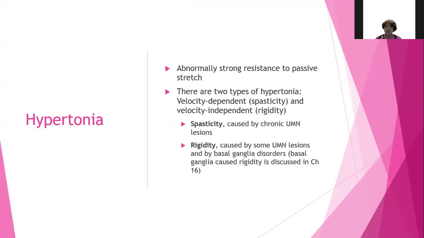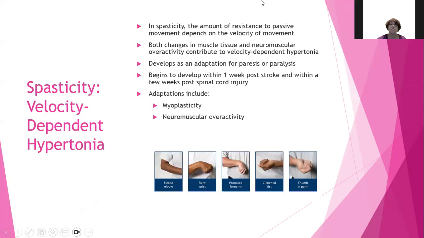Hypertonia is spasticity or rigidity, abnormally strong resistance to passive stretch. Spasticity is usually caused by chronic upper motor neuron lesions, CVA, MS, CP. Rigidity is caused by some upper motor neuron lesions, but also by basal ganglia disorders, and we'll talk about that in chapter 16. So rigidity is definitely more common with basal ganglia, and spasticity more common with chronic upper motor neuron lesions. So when we say it's velocity dependent, it means a faster movement produces more hypertonia.